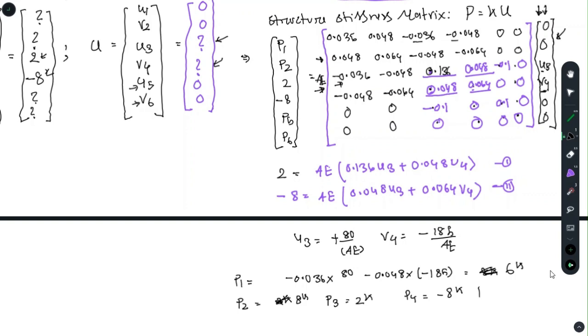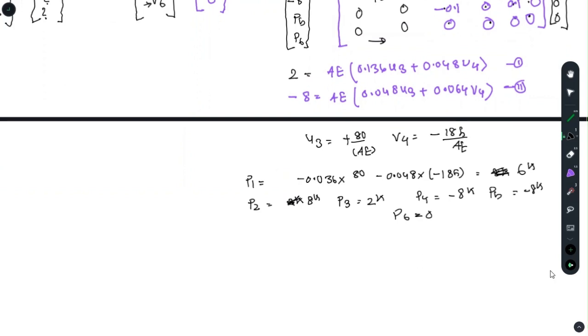And your P5 would be, is that another minus 8? Yeah, another minus 8 kip. And your P6 would be 0. You just multiply your U column with these rows. For that, you'll find the values of P1, P2, P5, and P6, and you need to find the values of 2 and minus 2. So these things are already given, found.